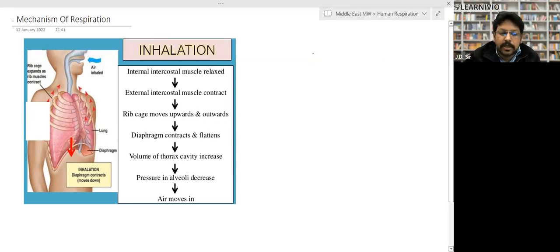So, for the sake of example, these are ribs. So these are our ribs. This is the front side and this is the back side. This is the front side where they remain united with the help of the sternum, right? So this is front and this is the back side.